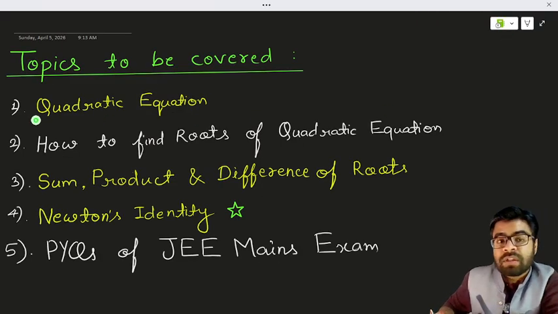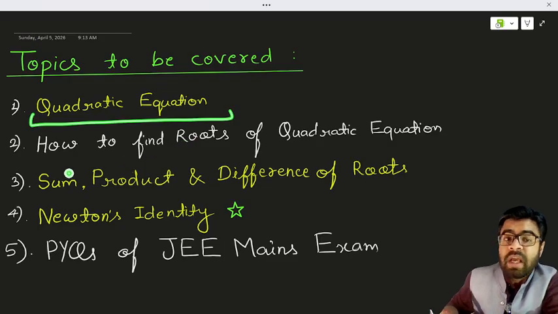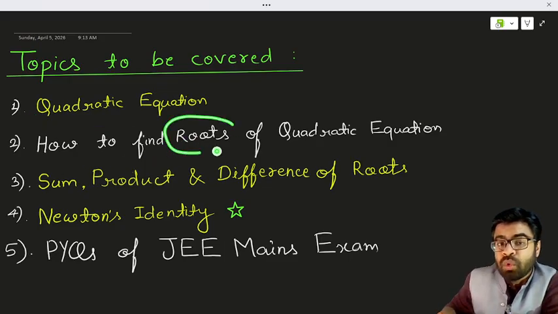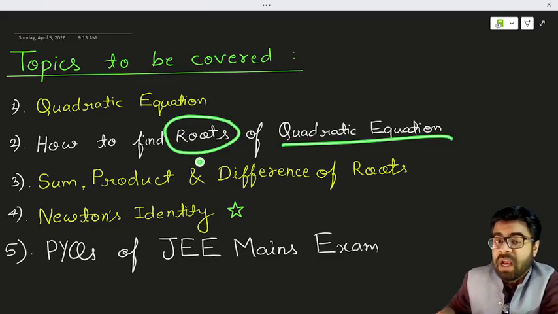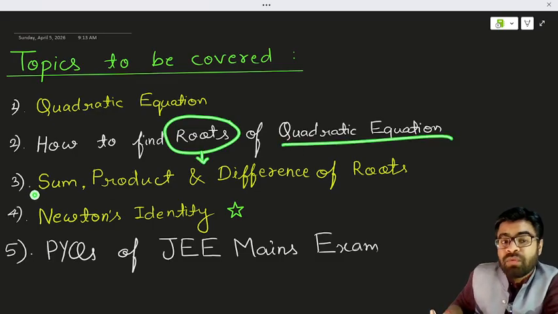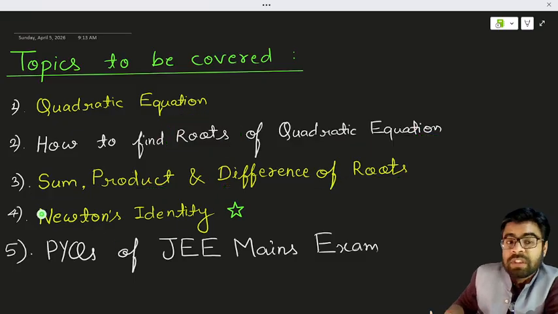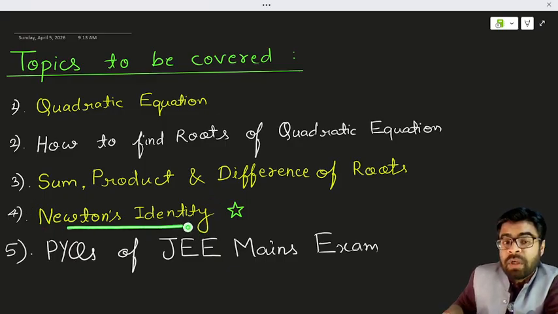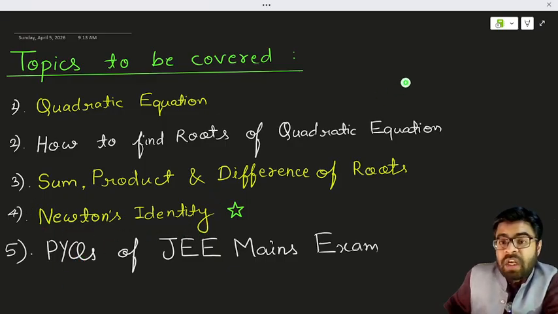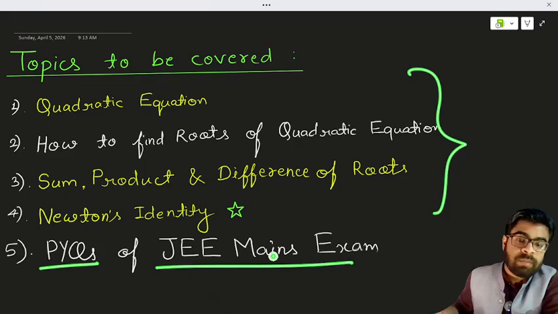So, today we will see what is the meaning of quadratic equation, and then we will see how you can find the roots of a quadratic equation. And with the help of these roots, we will see what is the sum of roots, product of roots, and difference of roots. And then we will see a concept of Newton's identity, on which we get questions in the exam. And then with the help of these concepts, we will see the PYQs of JEE examination.